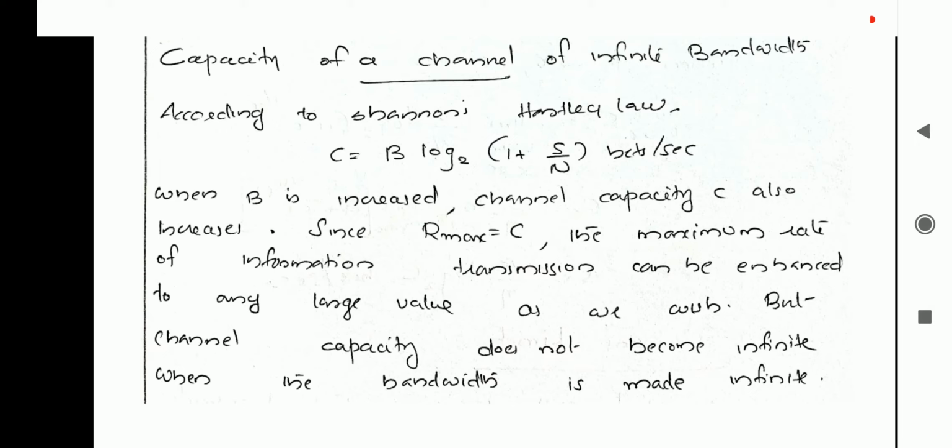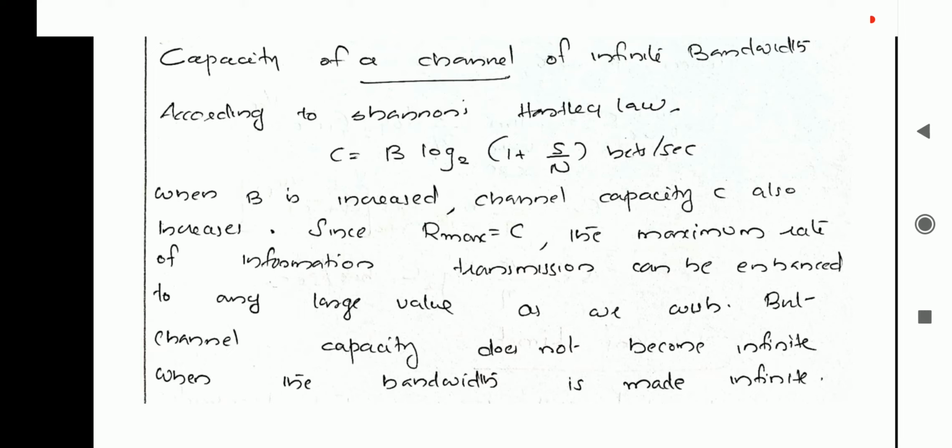But what is the condition if there is no noise? There is no noise means signal to noise ratio becomes infinity. That means N becomes 0, so S by N becomes infinite. So if there is no noise, you will get the channel capacity or the information rate as infinite irrespective of bandwidth. So if there is no noise, infinite capacity is possible irrespective of bandwidth.